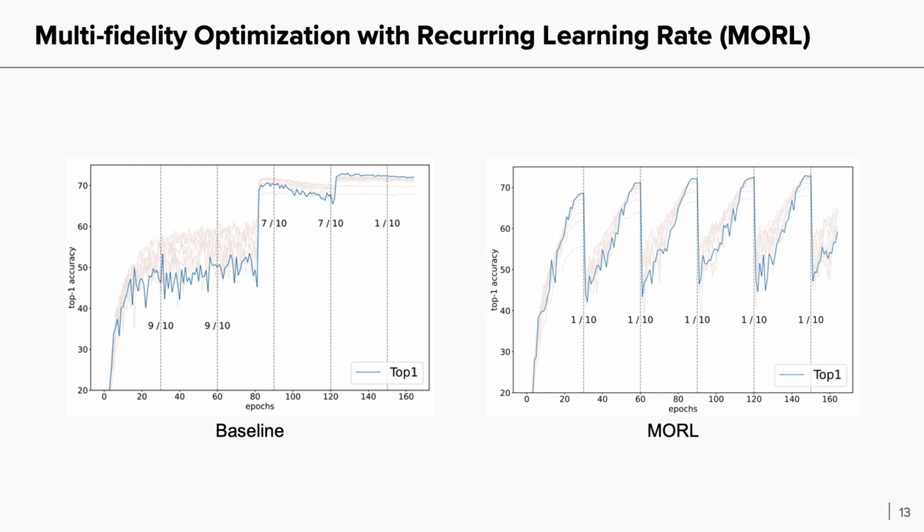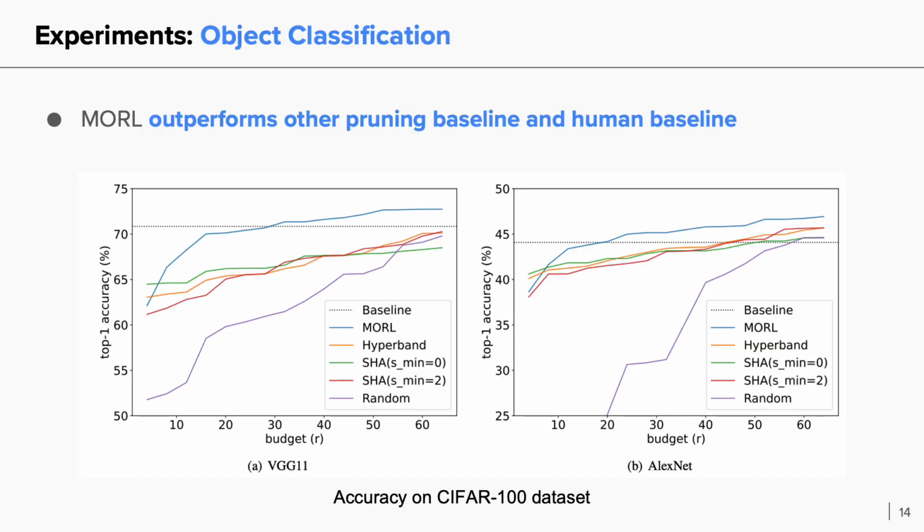And by adopting MORL, we were able to let the best configuration consistently show a prominent ranking at the end of each cycle, which leads to better multi-fidelity optimization. In object classification task, MORL significantly outperforms other methods throughout the optimization process.